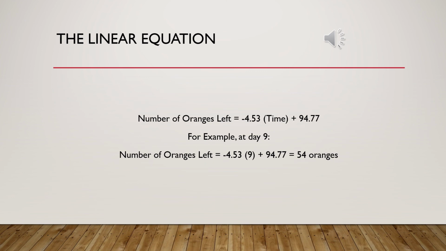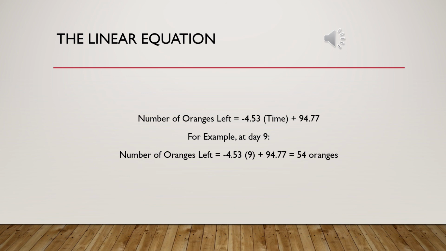Finally, we write the equation that we have obtained. Number of oranges left equals the slope, negative 4.53, multiplied by the time, plus the y-intercept, 94.77. So say I want to predict the number of oranges left at day 9 in the refrigerator. I just replace the time by 9 and calculate the algebra here, and it gives me 54 oranges left in the refrigerator.